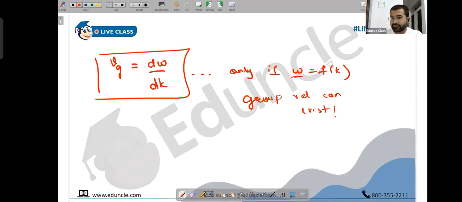Omega is related to frequency, 2 pi. k is related to wavelength, 2 pi by lambda. When you say omega is a function of k, it's like saying frequency is a function of wavelength. If wavelength changes, frequency will change. If this happens, which happens in a medium, it means dispersion is possible. And because all of them will have different wavelengths, all the particles will move differently. It means the envelope will also move differently, and you will end up having some group velocity.